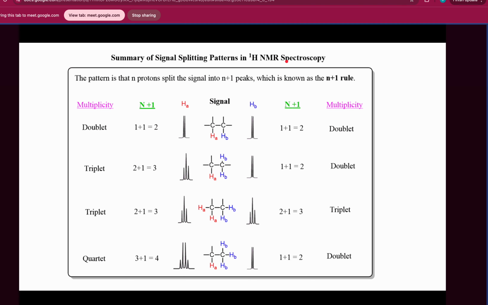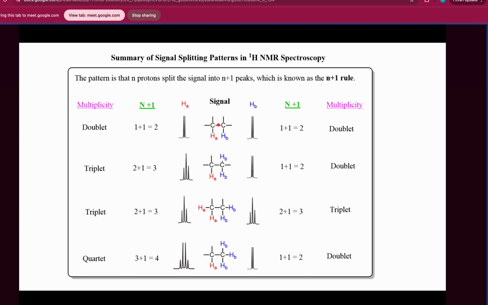In all of these examples, we were only focusing on the H1 NMR, in which we were focusing on the hydrogen. In the later slides, we'll also see the C13 NMR spectra as well. So in H1 NMR, we will be focusing on the hydrogen. The pattern is that N protons split the signal into N plus 1 peaks, which is known as the N plus 1 rule. So in this case, if we have the example of this molecule, HA and HB.